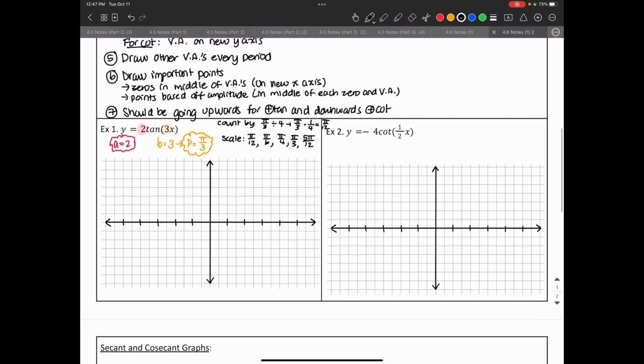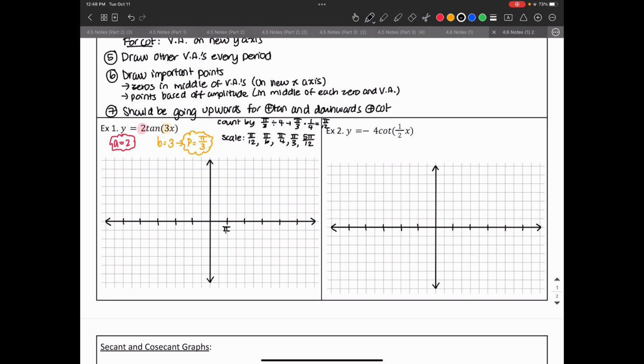So I'm going to leave that like that, and the next thing I'm going to do is scale my axes. So I have pi over 12, pi over 6, pi over 4, pi over 3, 5 pi over 12, and then the reverse. So negative pi over 12, negative pi over 6, negative pi over 4, negative pi over 3, negative 5 pi over 12. I also want to scale the y-axis. So every 2 spaces I'm going to make worth 1. So I'm going to do it like this.